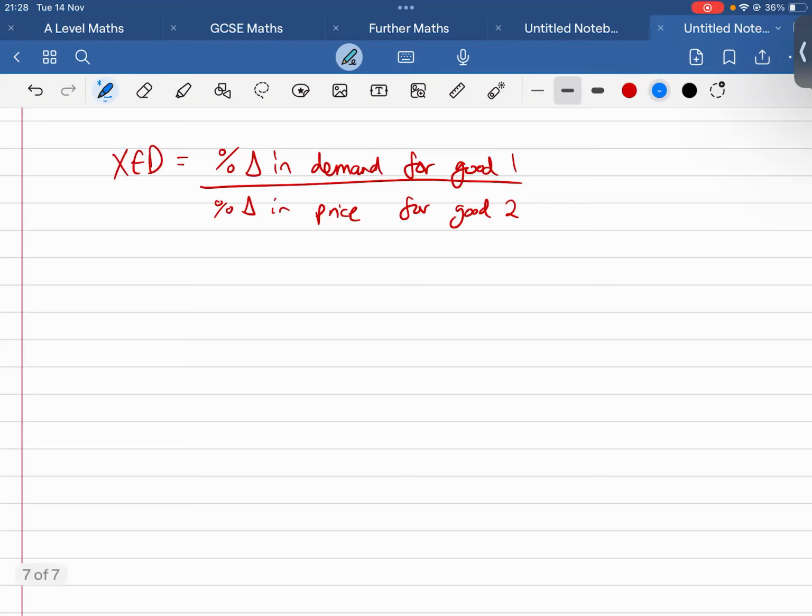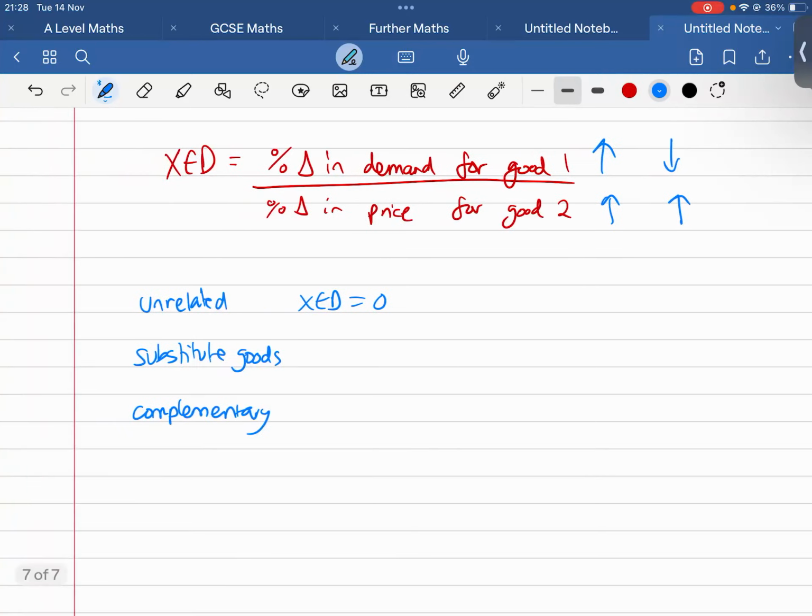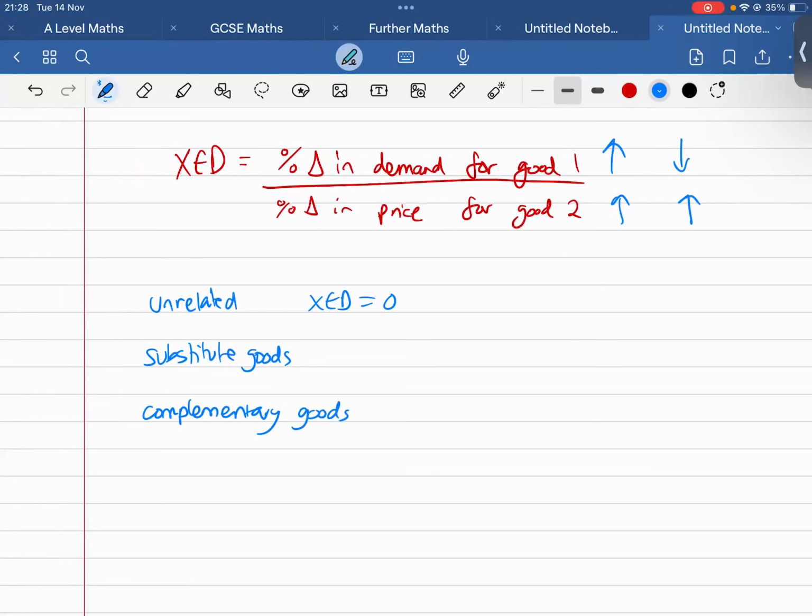So if the price of a random good goes up, for some things, the demand for the other thing would go up as well. For some things, if the price of the good goes up, the demand for the other good will go down. The only exception is if it's unrelated, then XED will be 0. Otherwise, the other relationships are substitute goods and complementary goods.